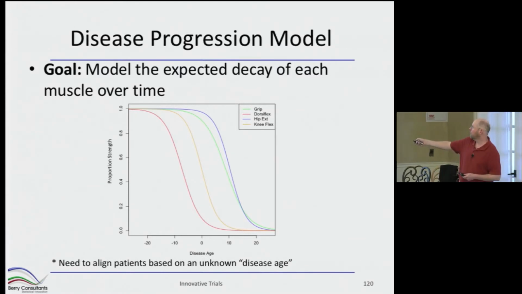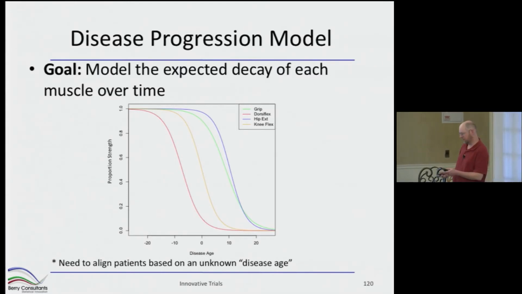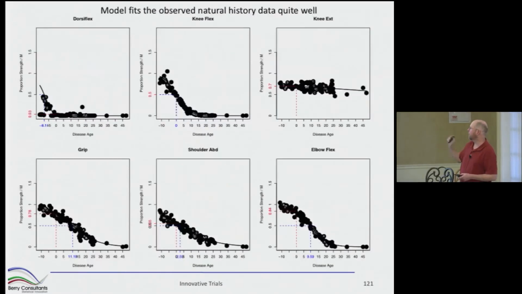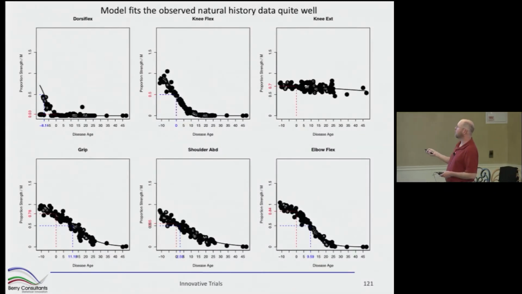So what we tried to do is take each person's data and map it onto each of these. So this is the kind of fits that we got to the natural history data. This is one subject analyzed over several years, and you can see these are the observations, and this model is fitting it quite well.